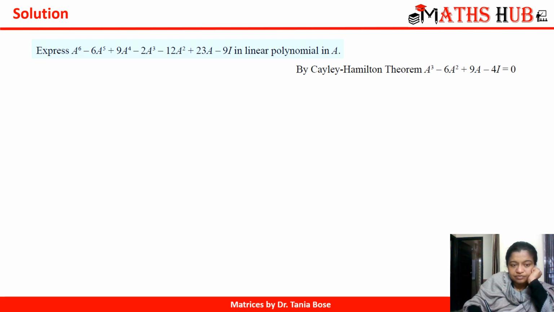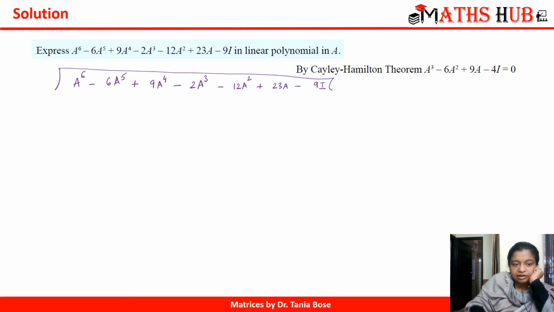Whatever we have to reduce, we take that as the dividend. We have A^6 minus 6A^5 plus 9A^4 minus 2A^3 minus 12A^2 plus 23A minus 9I, and we divide this with our Cayley Hamilton theorem expression, that is A^3 minus 6A^2 plus 9A minus 4I.